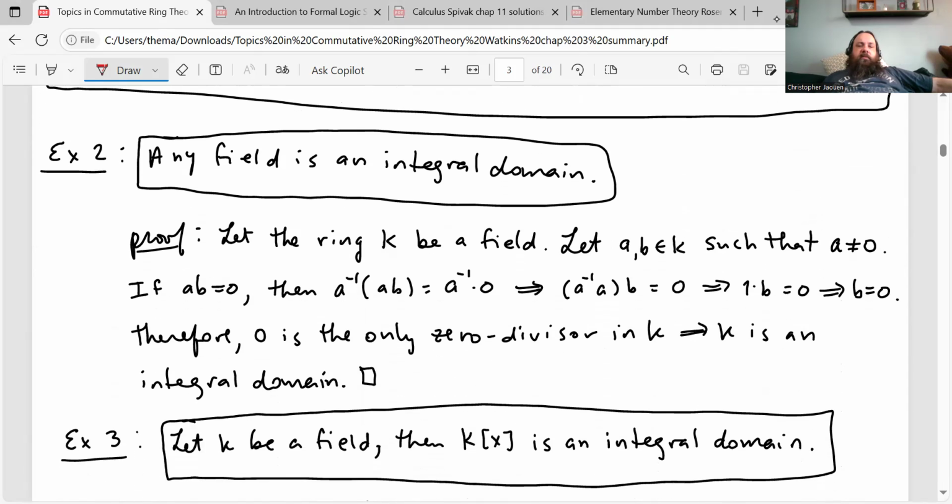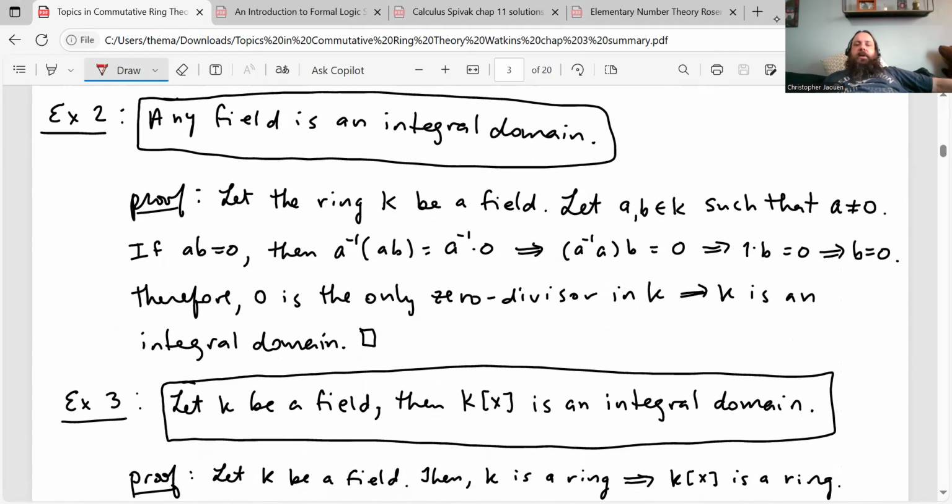So here's my proof. Let the ring K be a field. Let a, b be elements of K such that a is not zero. If ab is zero, then a inverse times ab equals a inverse times zero. And then we can just associate on the left-hand side. That gives us a inverse times a times b equals zero, because a inverse times zero is zero, which implies 1 times b is zero, or in other words, b is zero. Therefore, zero is the only zero divisor in K, which implies that K is an integral domain.